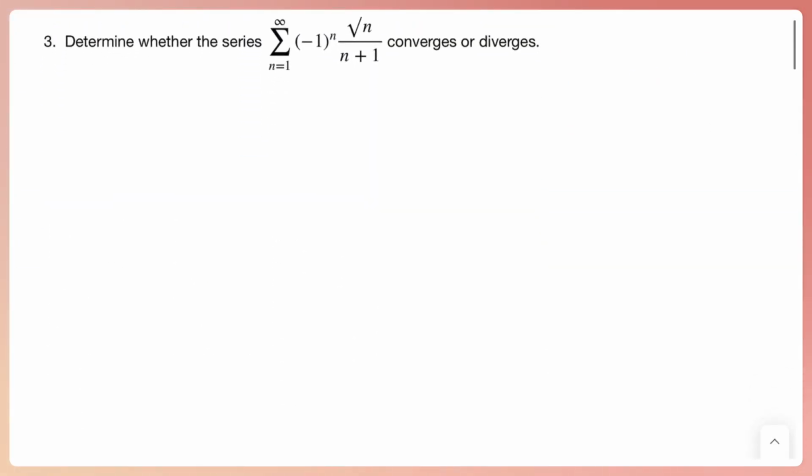Okay, let's look at this third one. We're going to determine whether this given series, the summation of n equals 1 to infinity of negative 1 to the n over n, the square root of n divided by n plus 1, converges or diverges.